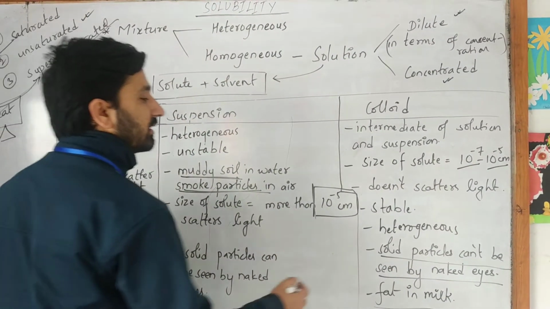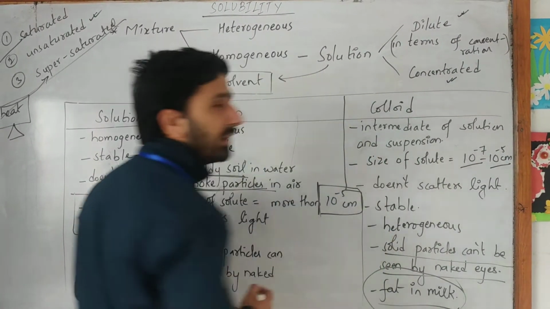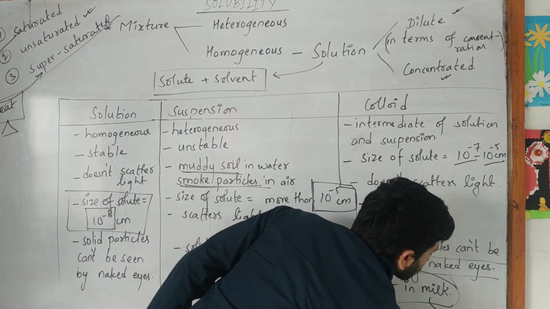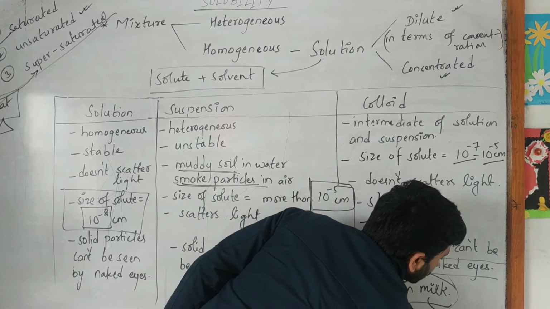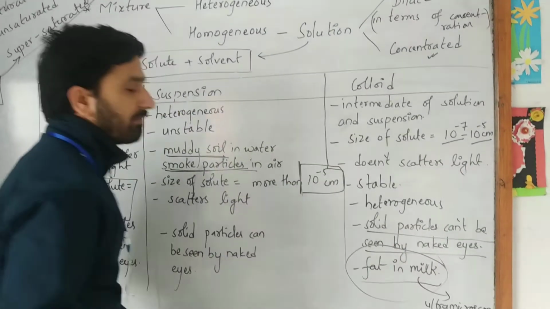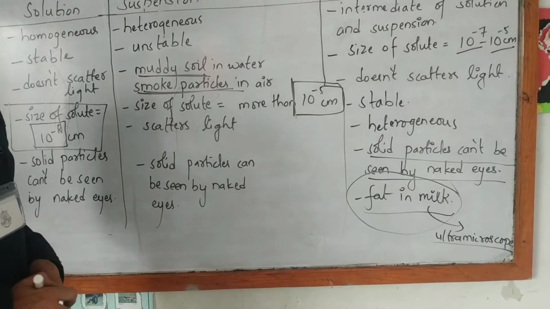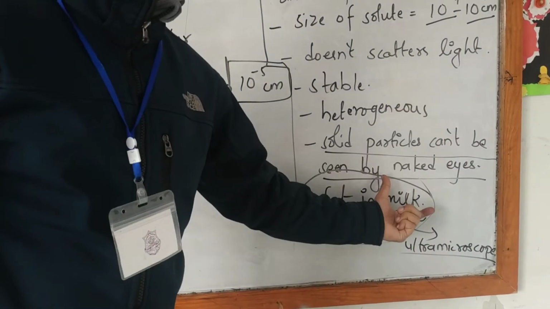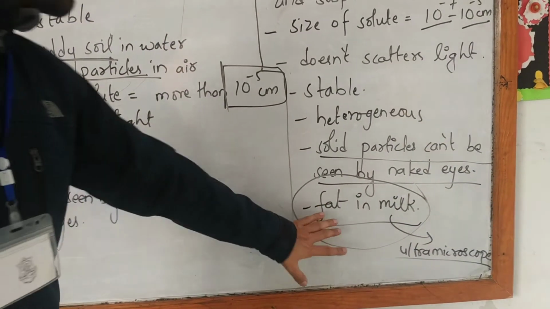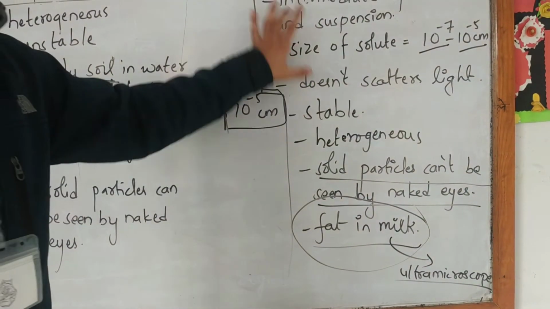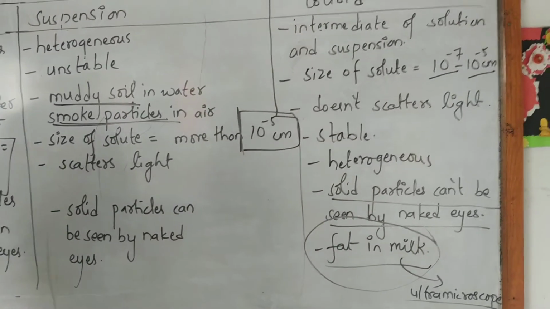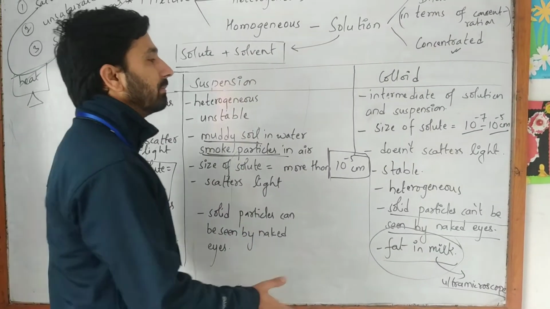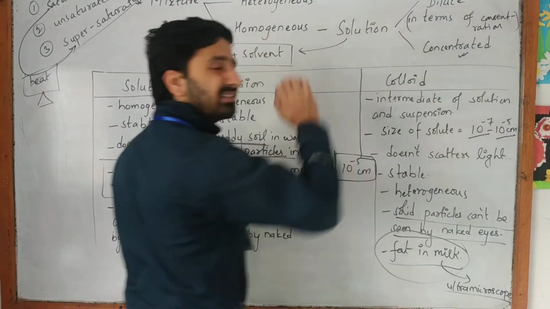Example is, though we say only milk, whenever we see this milk by an ultra microscope, a type of microscope, then we can see the fats floating in the milk. That means it cannot be seen through our naked eyes, and milk itself is an example of heterogeneous mixture. Being specific, we can say milk is an example of colloid.